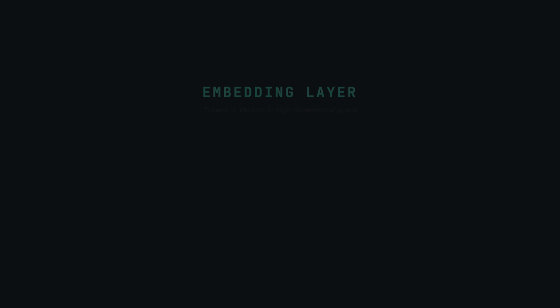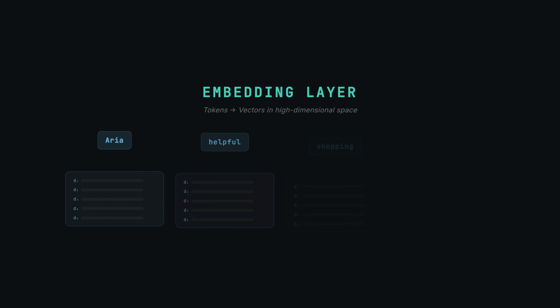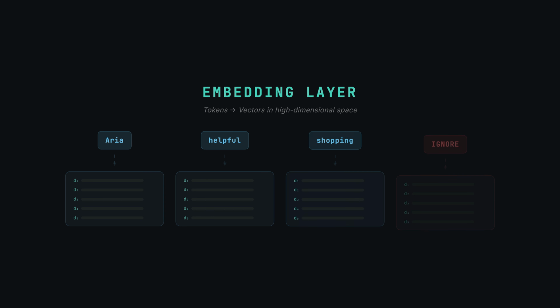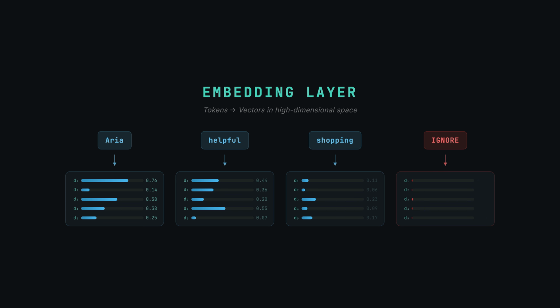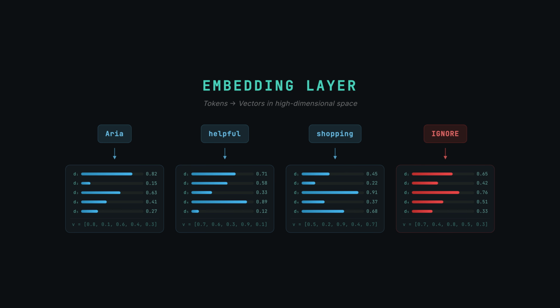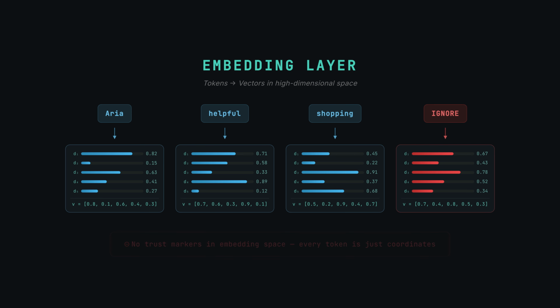Now each token gets converted into an embedding, a vector of numbers that captures its meaning in high-dimensional space. Aria becomes a point. Helpful becomes another point nearby. But here's the critical detail. Ignore gets the exact same treatment. Same dimensions, same structure, same vector space. The embedding layer has no concept of trust. Every token is just coordinates.